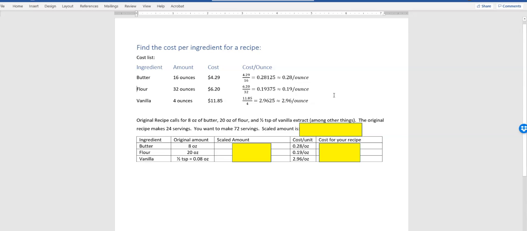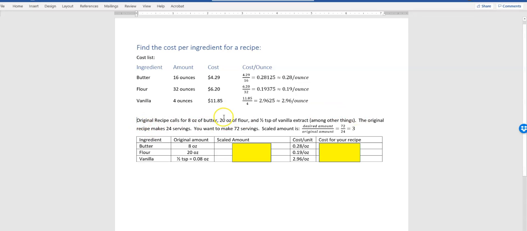And then you have to figure out what the scale amount is. So let's say the original recipe makes 24 servings and you want to make 72. What you have to do to decide how much you need to scale your ingredients is to take your 72, your desired amount, you want 72 servings, and divide by the original amount, which was 24 servings, and that gives you 3. So you're scaling this recipe up by times 3. If you wanted to scale something down, you might be multiplying it by less than 1. It depends on which way you want to go.